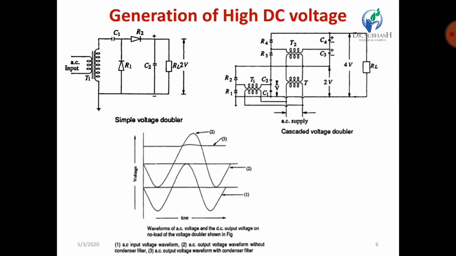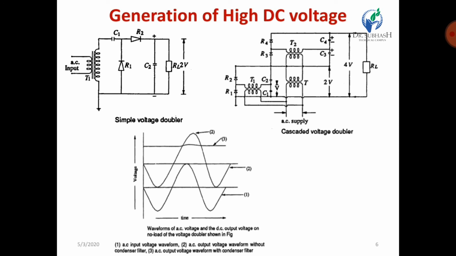Generation of high DC voltage. So we have seen two methods, half wave rectifier and full wave rectifier. There is one limitation. We can get maximum output voltage up to V maximum, but if our requirement is more than the V maximum, then we have to use voltage doubler circuit. This is nothing but voltage doubler circuit.